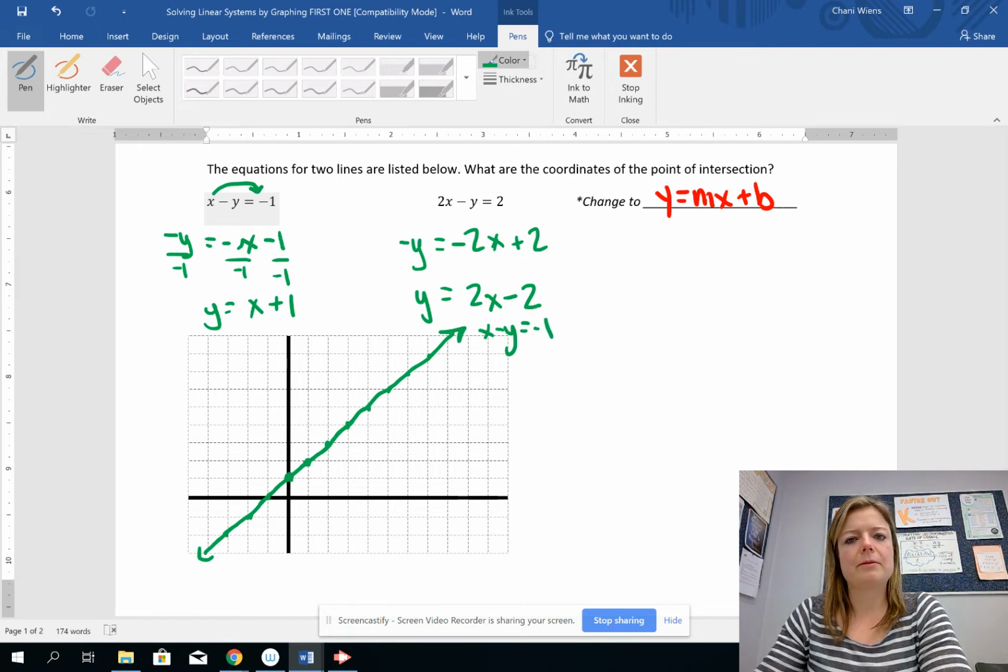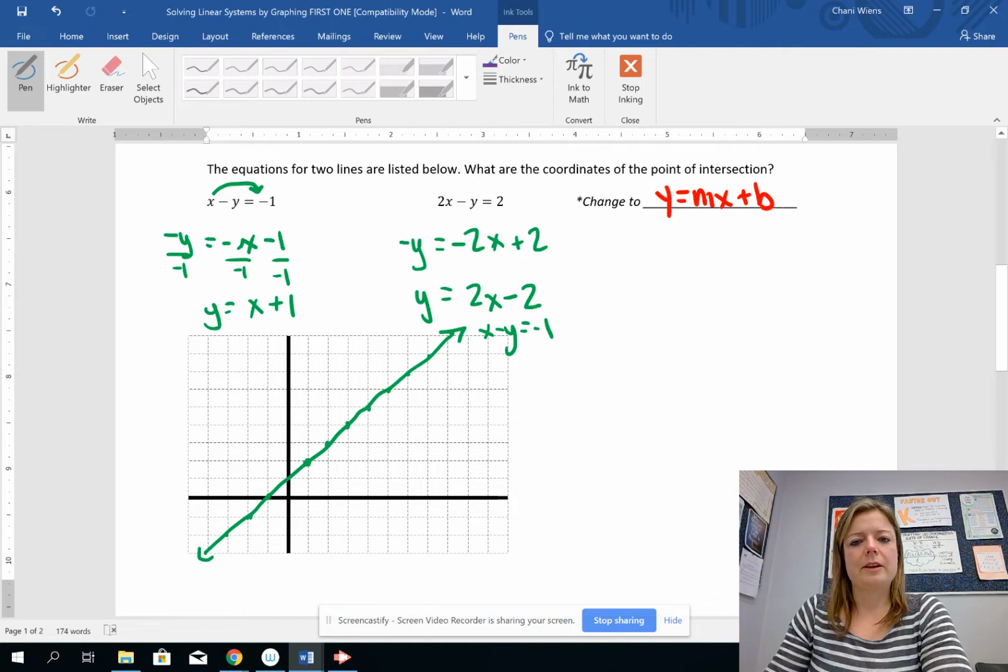Okay, and let me do the other one now. I can do purple. Who doesn't love a nice purple? All right, so y equals 2x minus 2. So I have a y-intercept of negative 2 and a slope of 2. So I go up 2 over 1, up 2 over 1, up 2 over 1. You notice that I already know where the y-intercept is. So again, I can connect the dots here with a ruler.